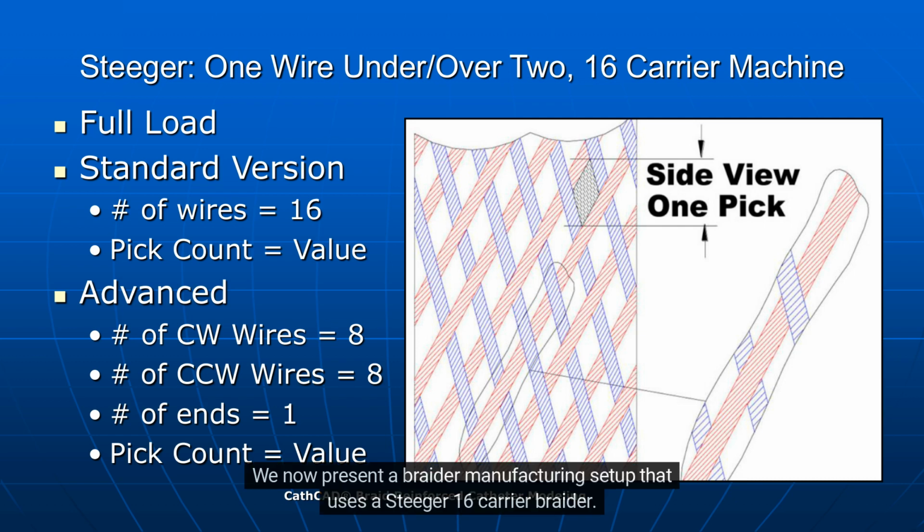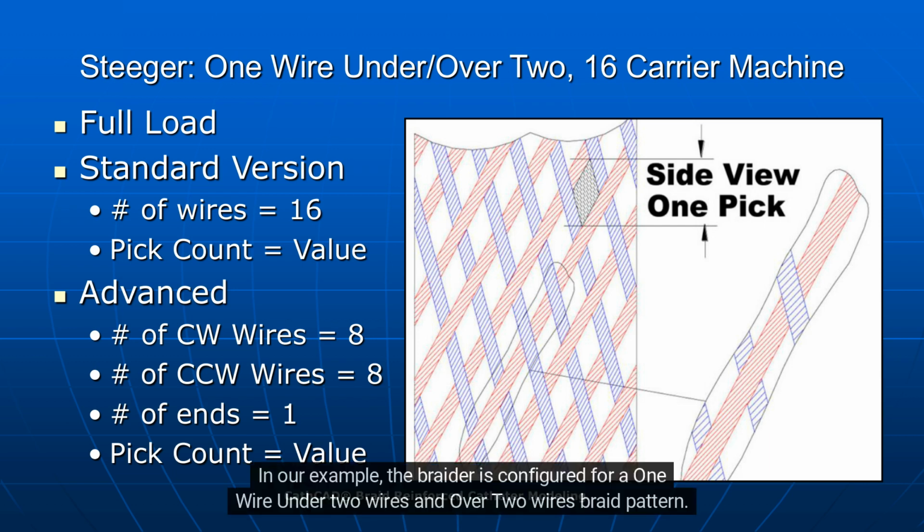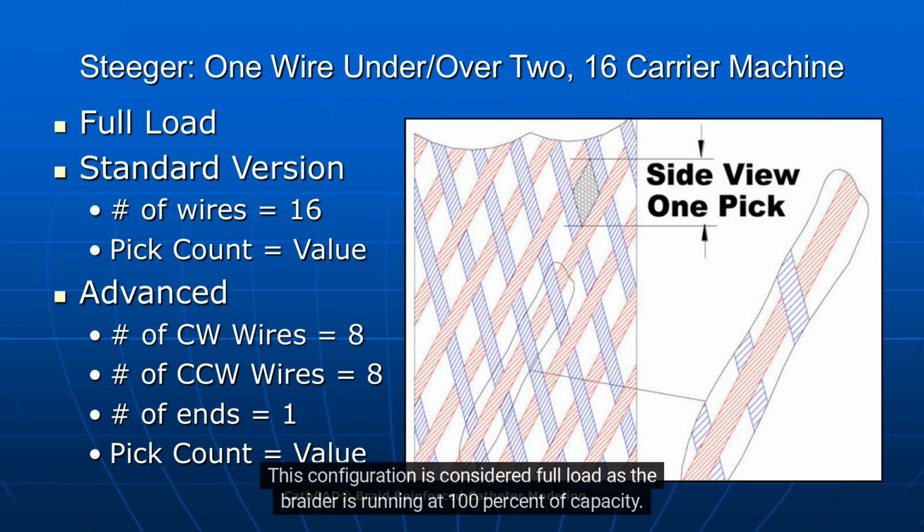We now present a braider manufacturing setup that uses a Steger 16 carrier braider. The Steger braiders may be horizontal or vertical. In terms of modeling, the orientation of the braider does not matter. In our example, the braider is configured for a 1-wire under 2 wires and over 2 wires braid pattern. This configuration is considered full load, as the braider is running at 100% of capacity.